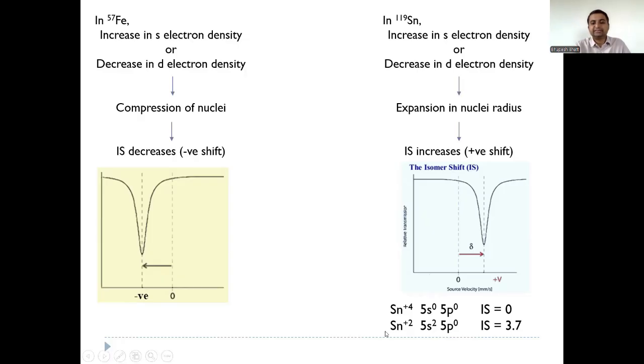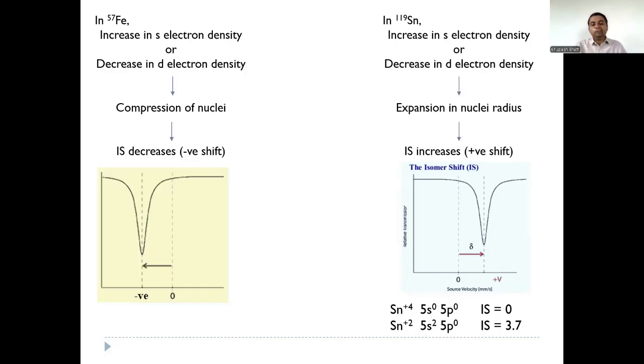Likewise, in the case of Sn+2 and Sn+4, we can see that in Sn+2, we have 2 s electrons. But in Sn+4, these s electrons are going to be removed. And that's why, since we don't have any outermost s electron, the isomer shift in the case of Sn+4 will remain 0. But in the case of Sn+2, the isomer shift is plus 3.7.